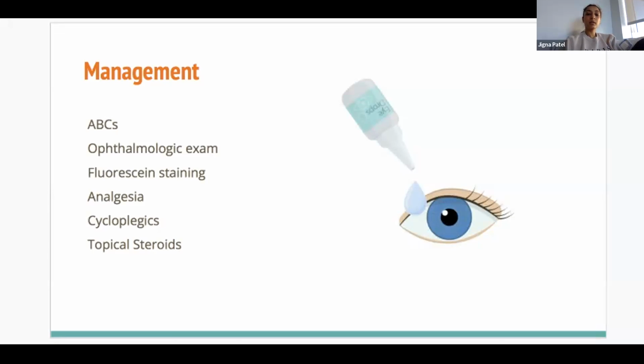Topical steroids may be indicated, but you always have to rule out an infection first before you start the patient on any sort of topical steroids. This should be discussed with the ophthalmology team before you start any sort of steroid treatment.